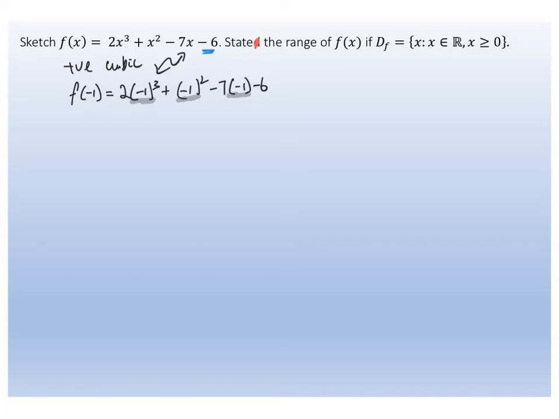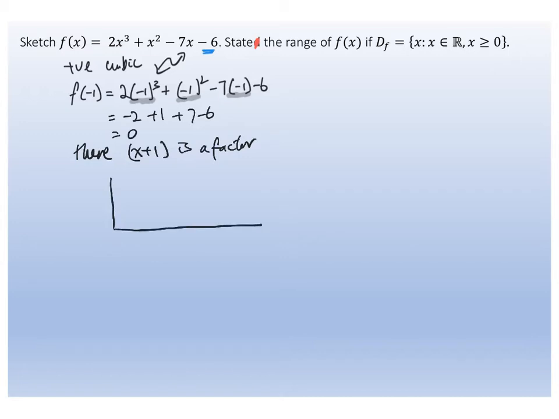The brackets are important so that you know you're actually working with a negative number. So minus 1 to the power of 3 is minus 1, so that's minus 2. That is plus 1. That is plus 7. And that is minus 6. Therefore, there's 0. So x plus 1 is a factor. Now, you can do long division or use synthetic division. I have shown you how to do synthetic division to find the other factor, and in my opinion, it's a little bit quicker to use synthetic division.